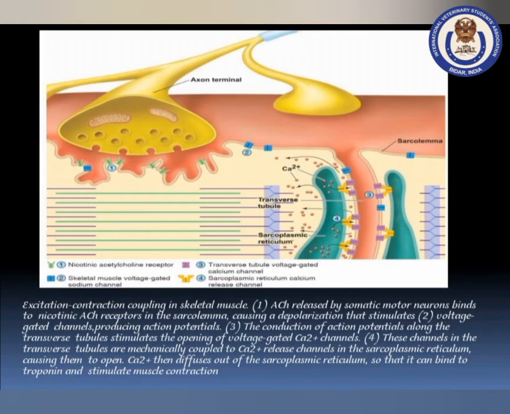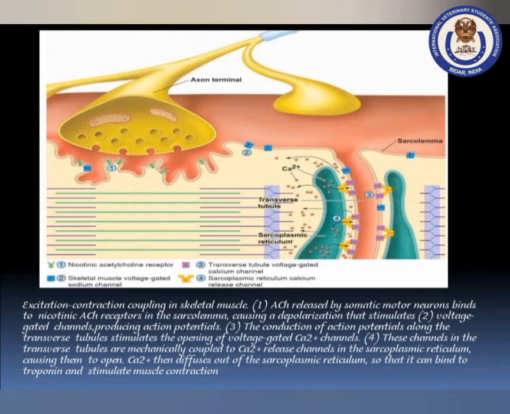Excitation contraction coupling in skeletal muscle. Acetylcholine released by somatic motor neuron binds to nicotinic acetylcholine receptors in the sarcolemma, causing a depolarization that stimulates, as you can see in the diagram, the second marked place, the voltage gated channels, which produce an action potential. They are voltage gated channels.